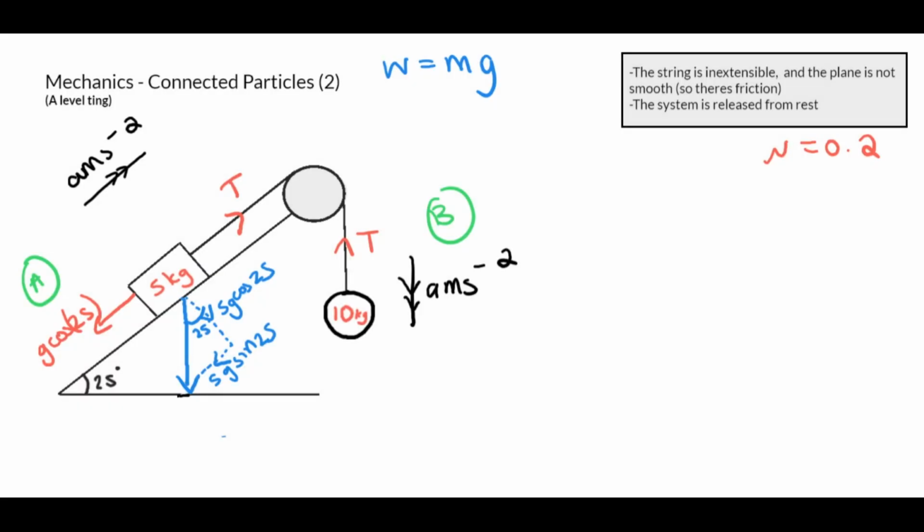Alright, so remember, equation 1, we found it to be T minus 29.6 is equal to 5A. Now I'm going to solve for B. For B, we know down is positive, so that's the first thing I'm going to say. I'm going to say down is positive, okay? So B, and down is positive.